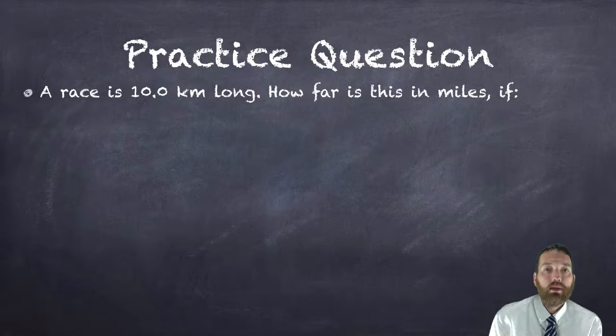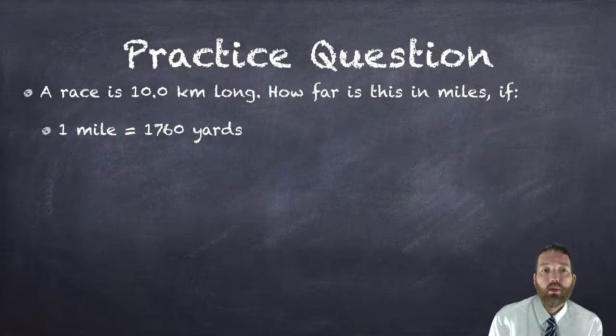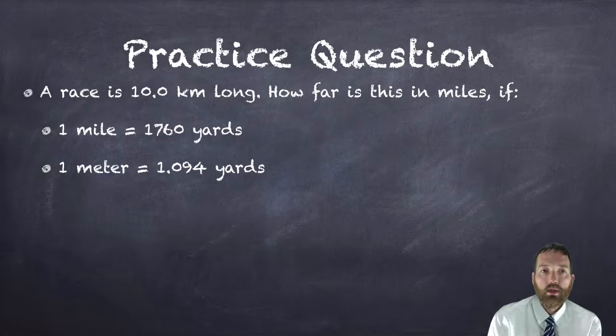Okay, next practice problem, like you do, pause the video and see if you can do this one on your own. A race is 10 kilometers long. How far is this in miles if 1 mile is 1,760 yards and 1 meter is 1.094 yards? Remember, always start with what they give you, 10.0 kilometers. Go ahead and give this a try.